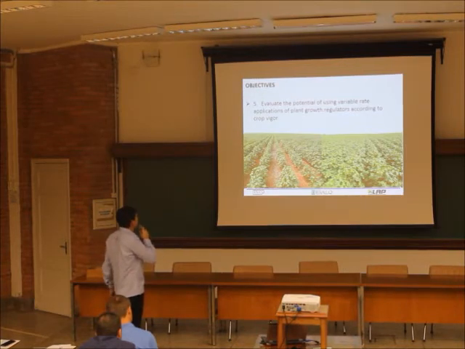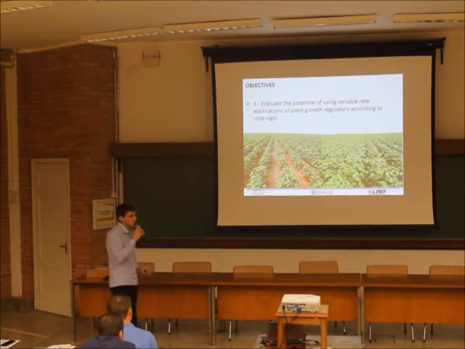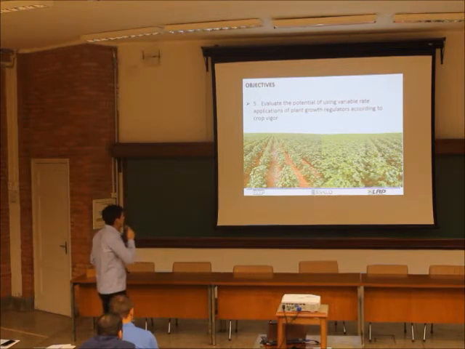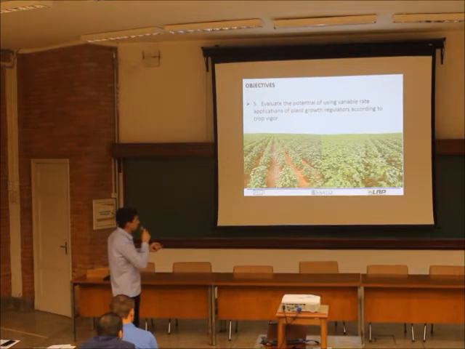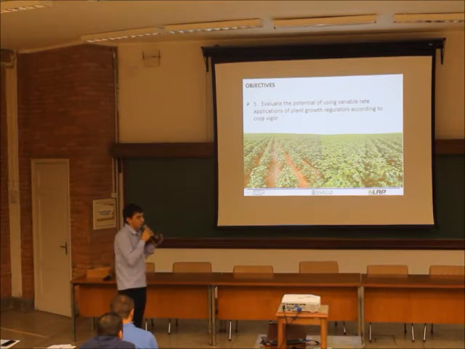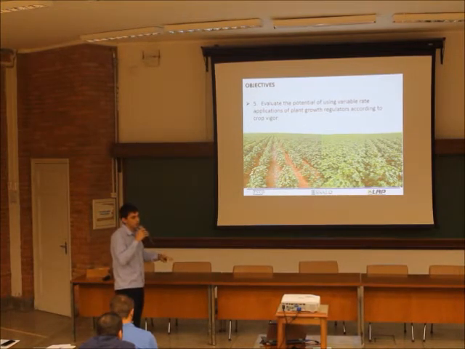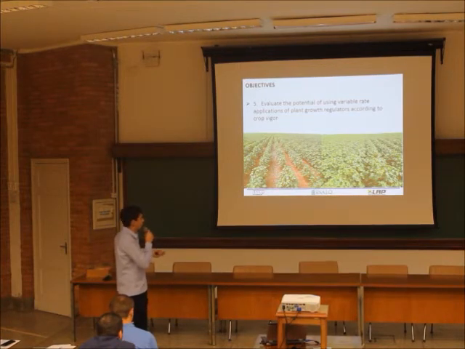Lastly, the fifth objective is to evaluate the potential of variable rate applications of plant growth regulators according to crop vigor. These are crops in the same field on the same date, and we see lots of variability. These plants are a lot taller than this one, so they probably need more plant growth regulator to keep them at the right height to be able to harvest. That's the last objective.